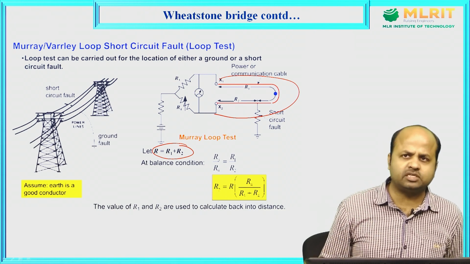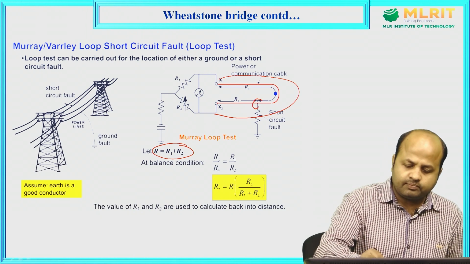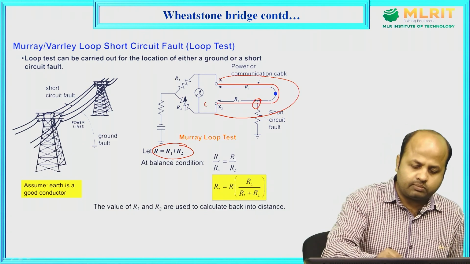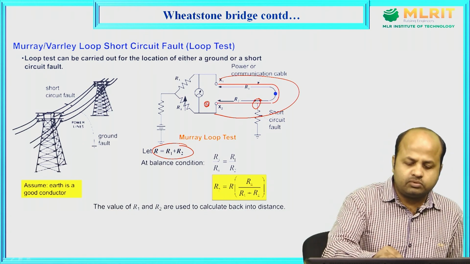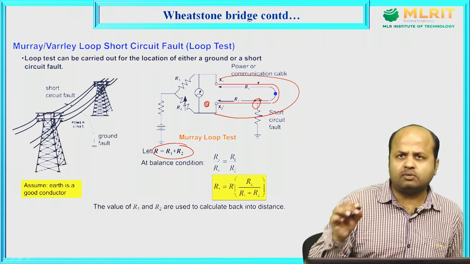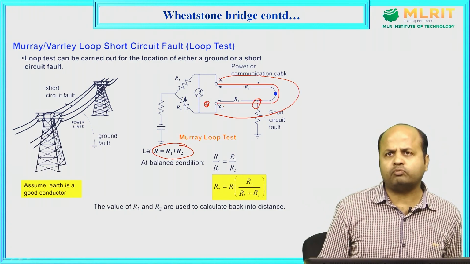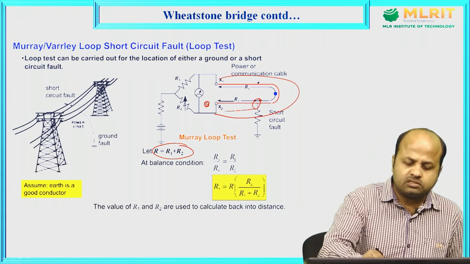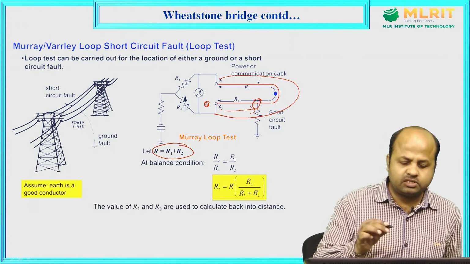In terms of resistance, we are taking the length. Okay, so suppose at this point there is some short circuit problem. Then suppose our substation is here. How can we know from this point what is the distance of the short circuit point? So we can apply the Wheatstone bridge formula and we can easily calculate at what distance the short circuit has happened. Let's see how.